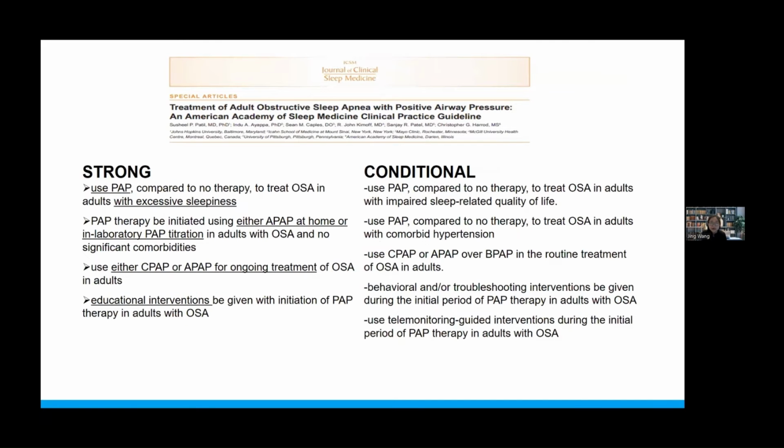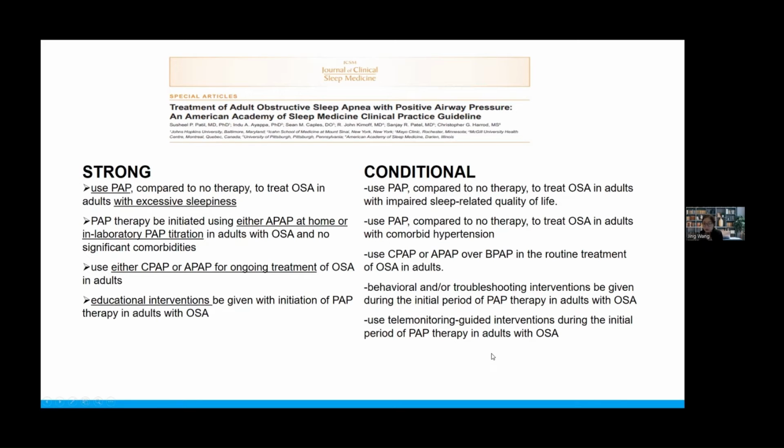Here I just went ahead and summarized the recommendations from this particular practice guideline on using PAP. Again, the strong recommendations are to use PAP compared to no therapy to treat OSA in patients with excessive sleepiness. So if your patient is symptomatic and has OSA, consider starting with PAP. And then they say either APAP at home, auto PAP, or in-lab PAP titration to initiate PAP in OSA with no significant comorbidities, to continue to use PAP for ongoing treatment, and then to provide educational interventions at the start of PAP, to help with their understanding and to hopefully improve their adherence.